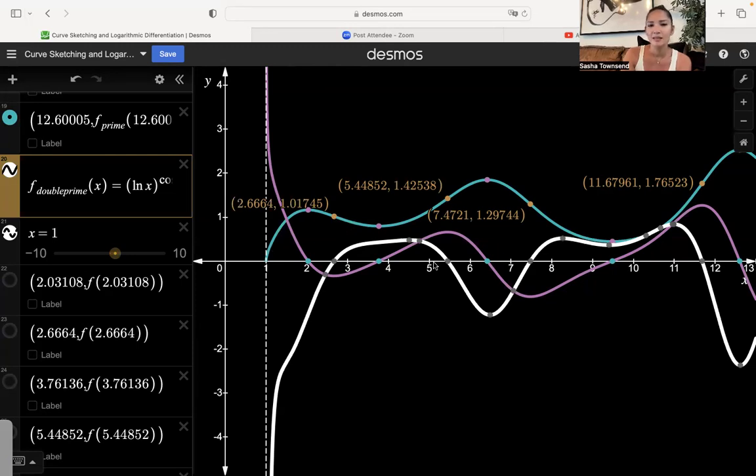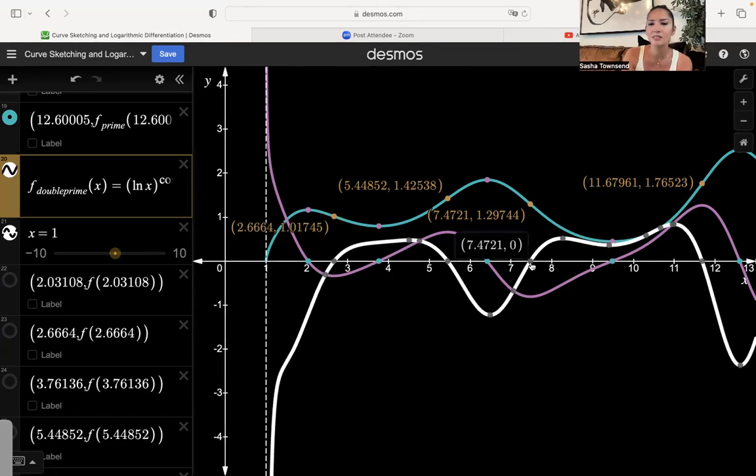and it does. Now the second derivative is 0 at this x value, 5.44852. That was a relative extremum, a relative maximum of f prime. And that relative maximum of f prime corresponds to this point of inflection. Since f double prime changes from positive to negative at that x value, the original function goes from concave upward to concave downward. And this first derivative goes from increasing to decreasing. Okay, the next point of inflection comes when this second derivative is 0.